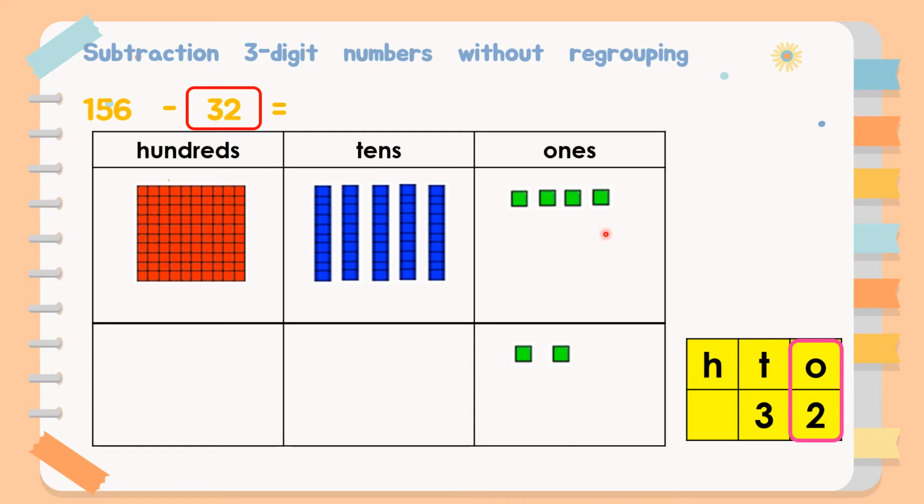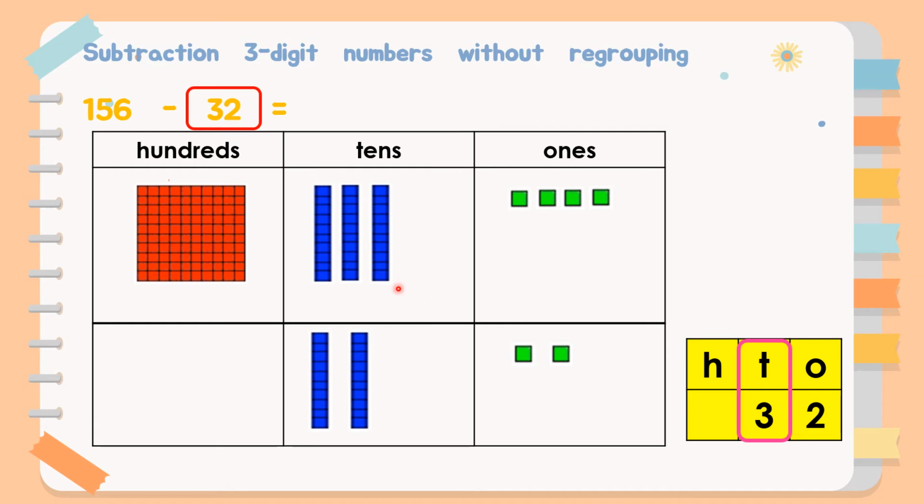Okay, now let's continue in tens. Can we take away 3 from 5? Yes, we can. Now let's take 3 from 5. 1, 2, and 3. How many left here? Yes, 2 left. 2 yang tinggal.